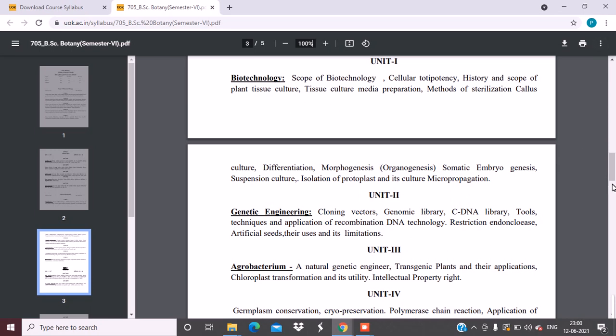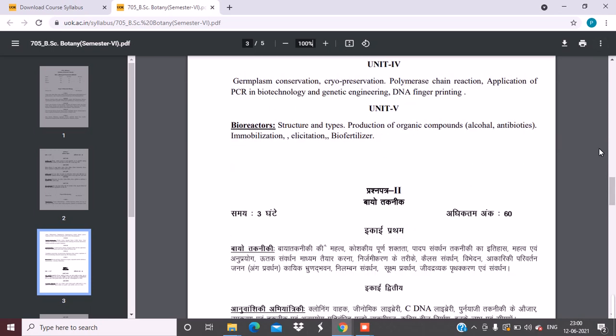Next, unit 4 is germ plasm conservation, cryopreservation, polymerase chain reaction. All these topics are very important. Application of PCR in biotechnology and genetic engineering, DNA fingerprinting. Unit 4 also includes bioreactors, structure and types, production of organic compounds, alcohol, antibiotics, immobilization, elicitation, biofertilizers. You'll get all these topics in one book, Elements of Biotechnology by P.K. Gupta. It will cover all your topics of biotechnology.